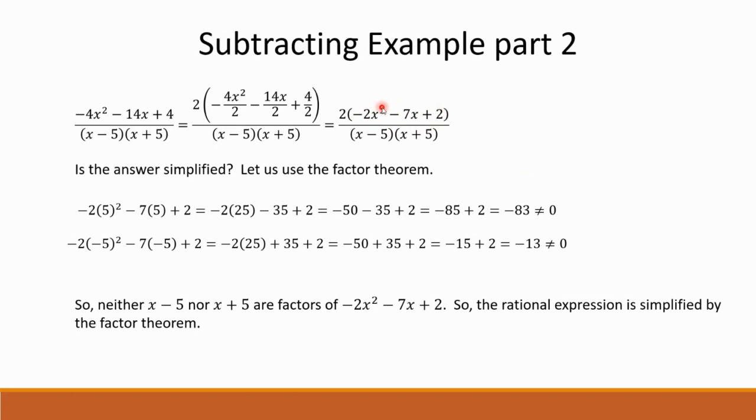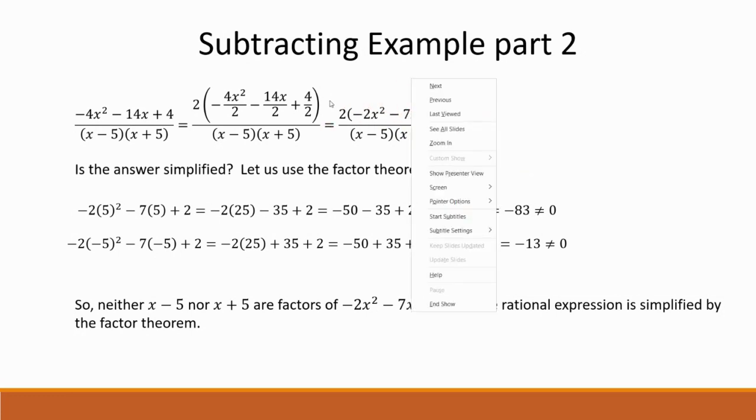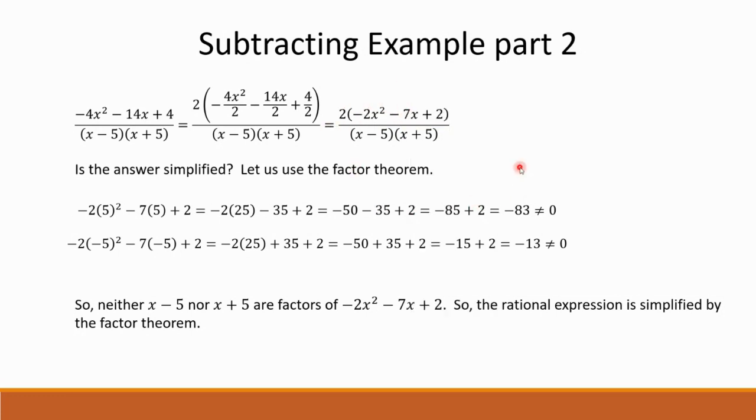What you could have done also is tried the quadratic formula. And what you'll see is that the roots of the numerator, the solutions to this equal to 0, are not 5 or -5. So by the factor theorem, this is simplified. Okay. Are there any questions on that? Yeah, I really hope that made sense.